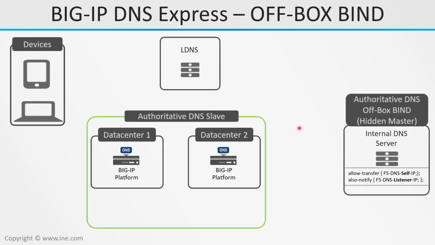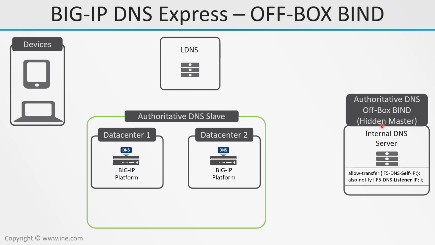So we're going to talk about DNS Express, and there are two flavors of DNS Express. There's off-box BIND and there's on-box BIND. In this case, we'll look at off-box BIND. So DNS Express, why you would want to use it is it puts your F5 as a high-speed authoritative secondary DNS server. So we're basically sending the zone information from the internal DNS server to the F5 DNS server, and now all the requests are going to be handled by the F5 DNS. So requests from the inside will just be used for management purposes.